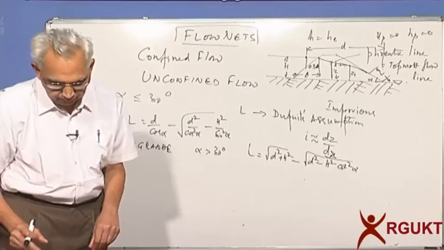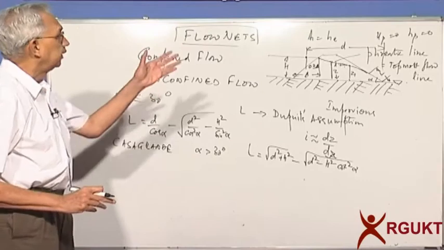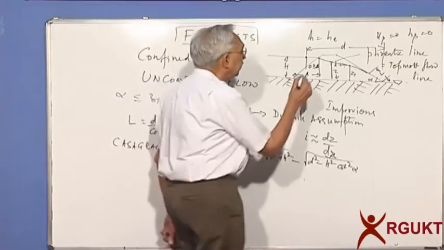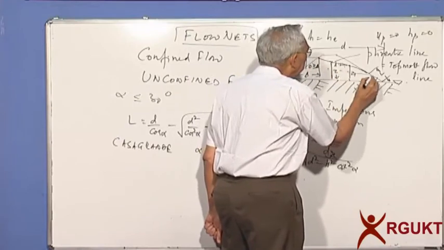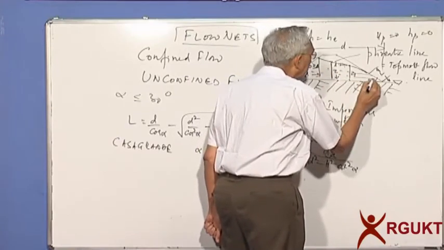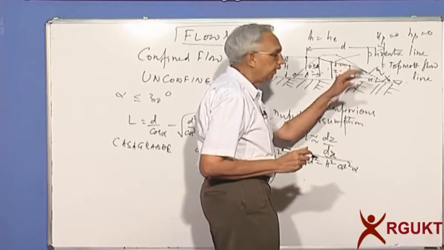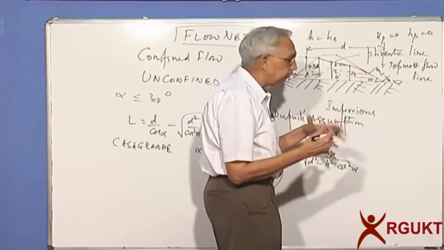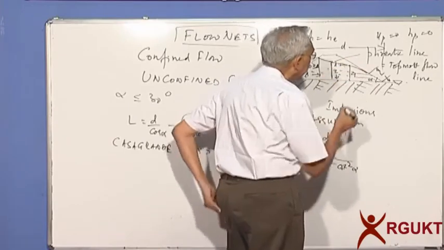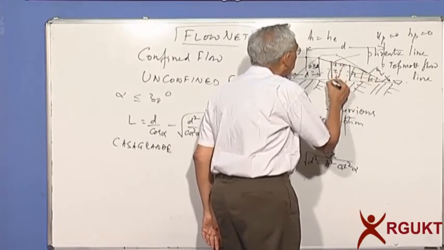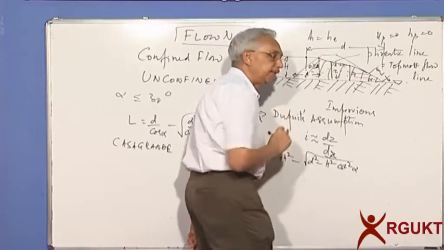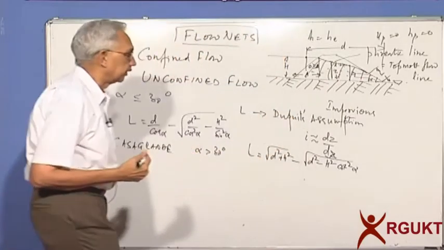Once you get the whole analysis done, all you have to do is construct the top flow line. After that, I can simply draw the flow net again. Once you draw the phreatic line, the flow region is bounded. It becomes more or less confined. So we draw the flow net and then calculate discharge, etc.